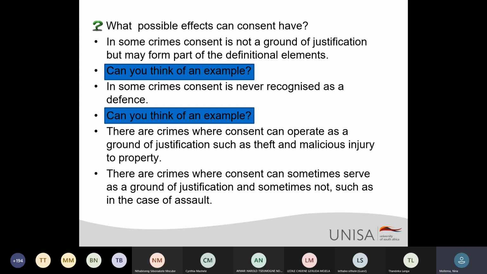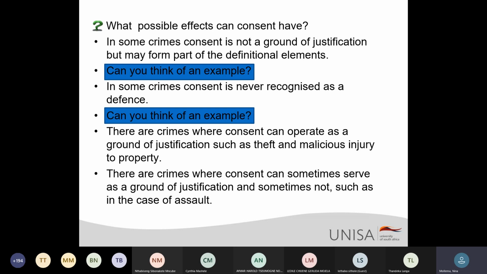And there are crimes where consent can sometimes serve as a ground of justification and sometimes not, such as in the case of assault. That one is quite easy if you think about a doctor, a physician or surgeon who has to operate on you. If you think about what he's doing, he's actually committing assault, because he is cutting you with a knife, but you have consented to that. So consent there serves as a ground of justification in the case of such so-called assault.